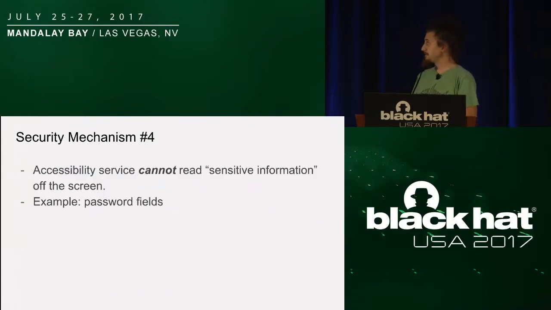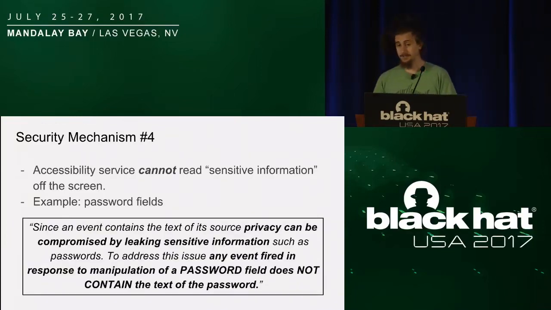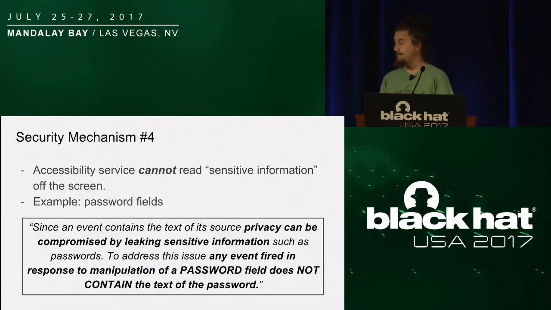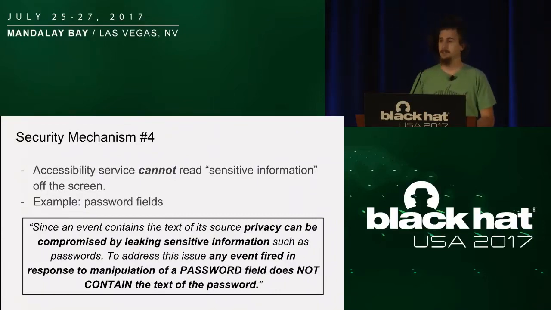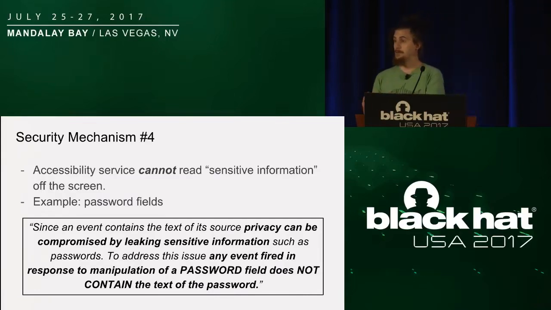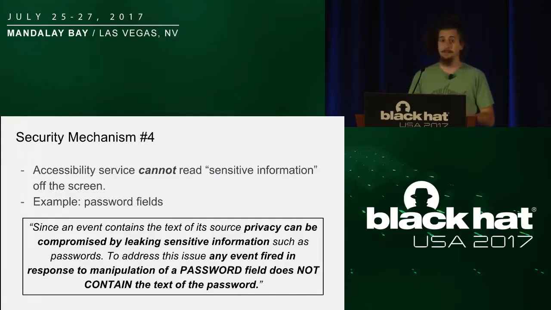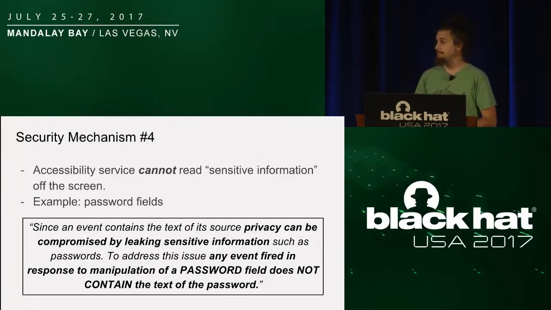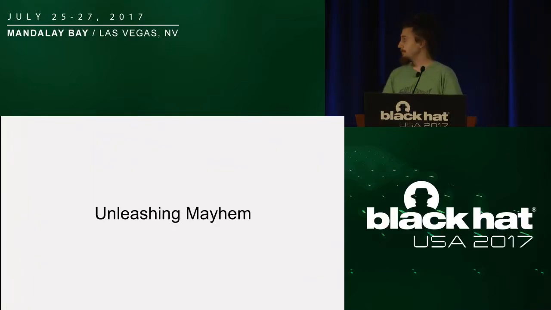The last security mechanism that is in place is that an accessibility service cannot read sensitive information, for example, passwords. And if you check the documentation, what was written is that since privacy can be compromised by leaking sensitive information, the password is not exposed to accessibility services. And in fact, if you take a password widget and you call the getText method, you're going to get an empty string. You're not going to get anything. Okay? Good. Now I'm ready to show you what we found.